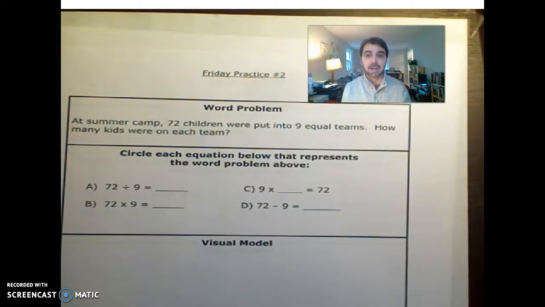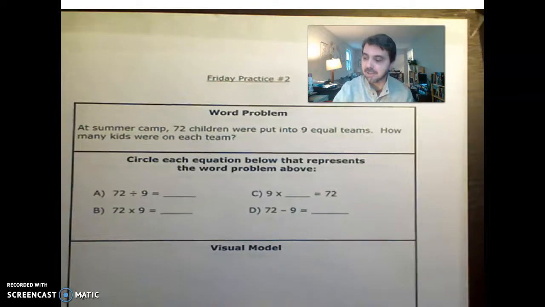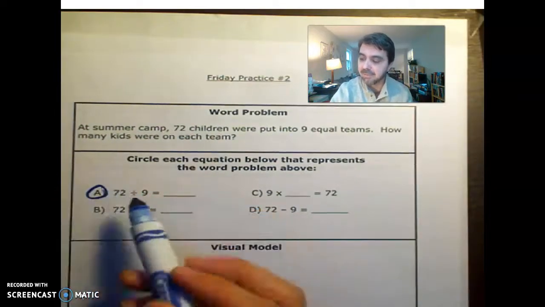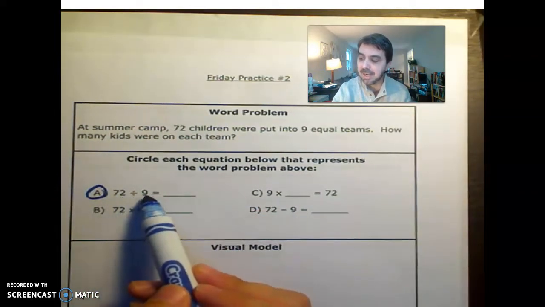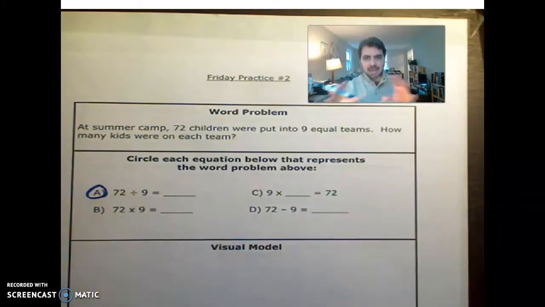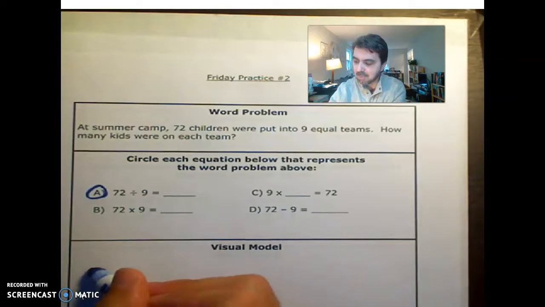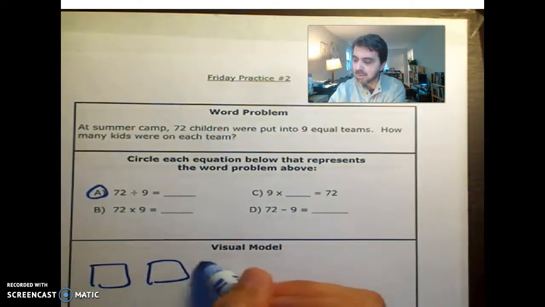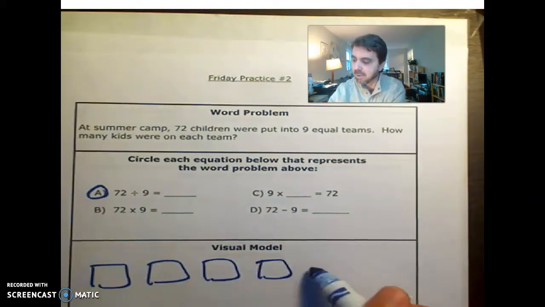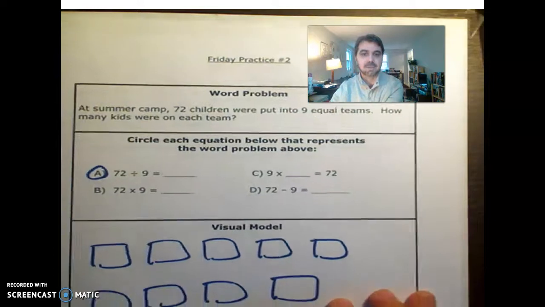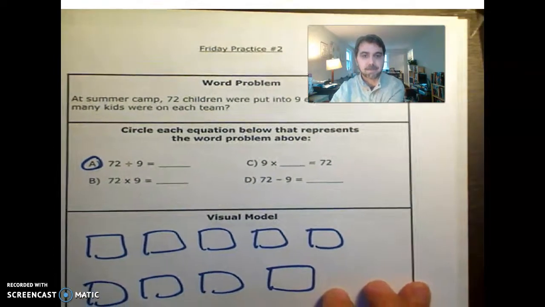All right, have you been looking at it? How's it going? Okay, so I think one of them that's pretty obvious is here we have 72 divided by 9, right? Because they're put into 9 equal teams. So they're on 9 equal teams. 1, 2, 3, 4, 5, 6, 7, 8, 9. Okay, so there's 9 equal teams.